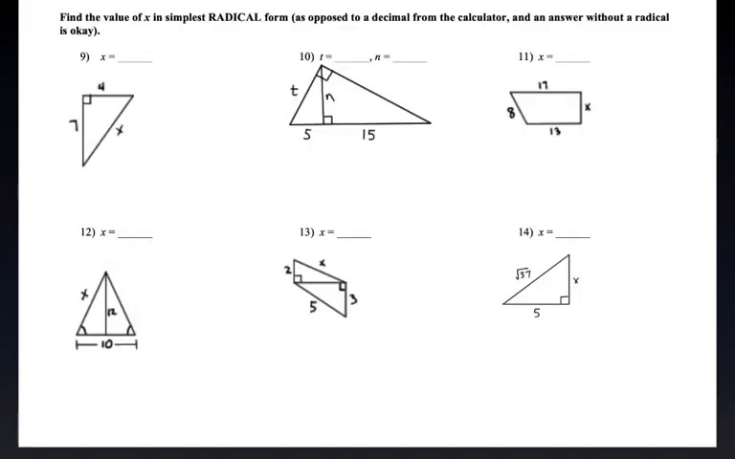Okay, number 9. I'm given 2 sides, need to find the third. That is a Pythagorean theorem question. A squared plus b squared equals c squared. In this case, 16 plus 49 equals x squared. That's 65. The square root of 65, that's 5 times 13. Nothing comes out of that. So square root of 65 is your answer.